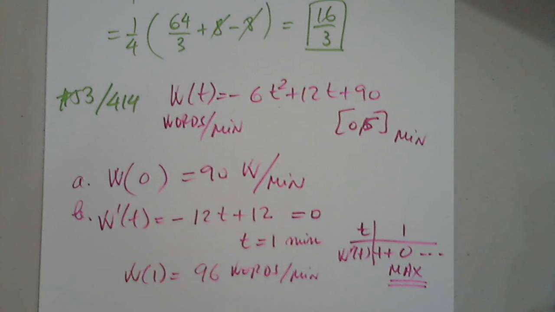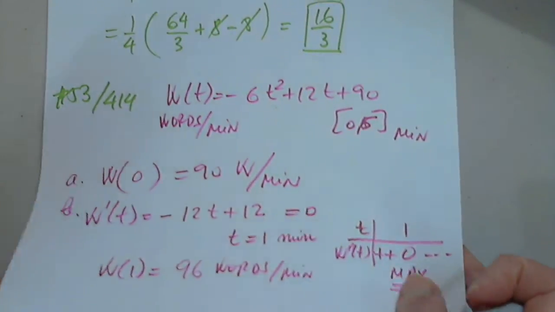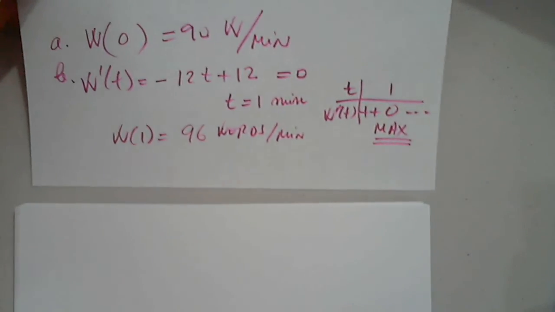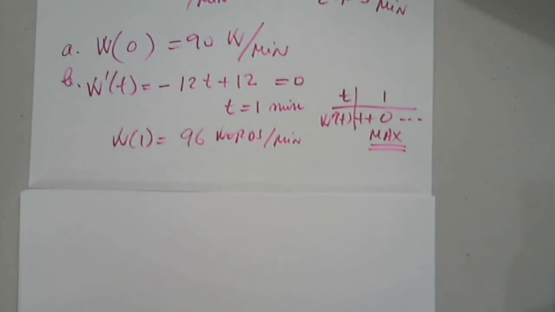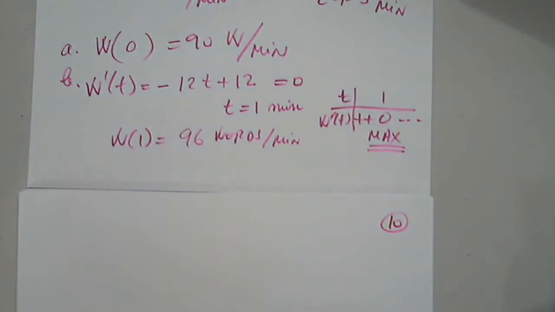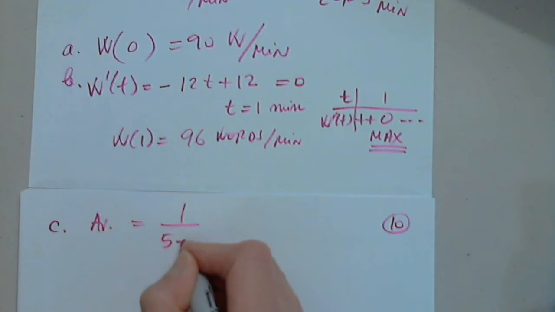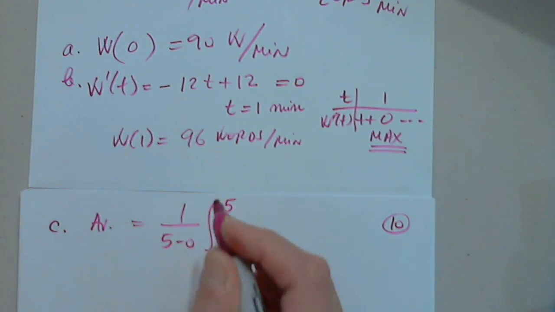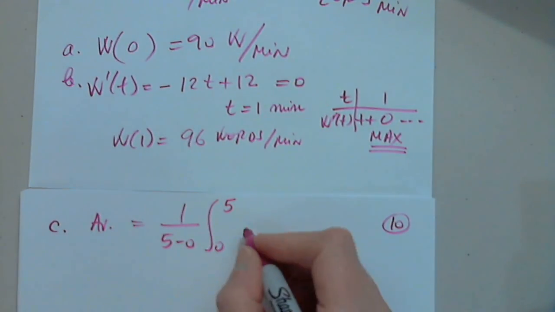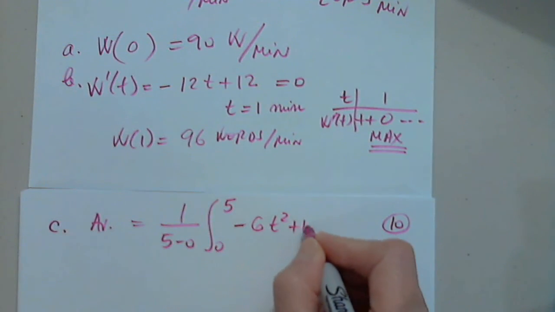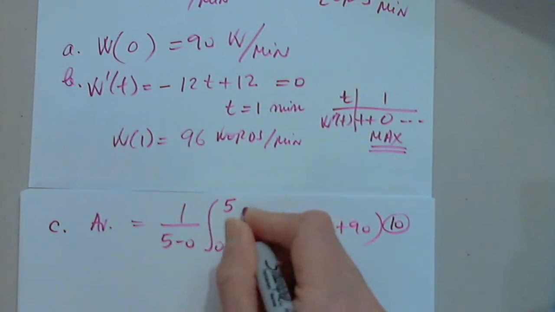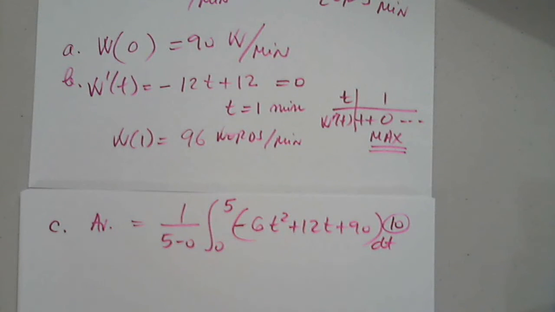Find the average speed over the 5-minute interval. How do I determine the average speed? So the average will be 1 divided by 5 minus 0, the integral from 0 to 5 of W of t dt. So 1 over 5 in front.